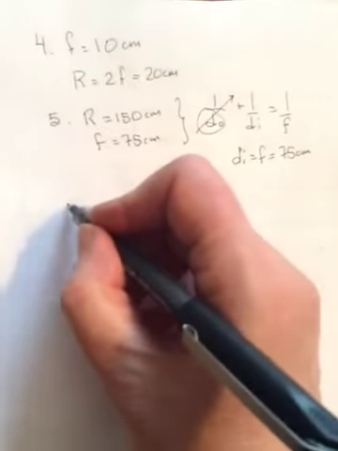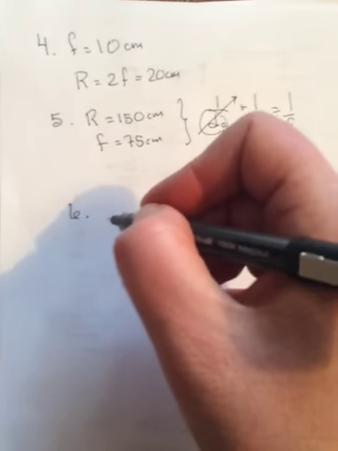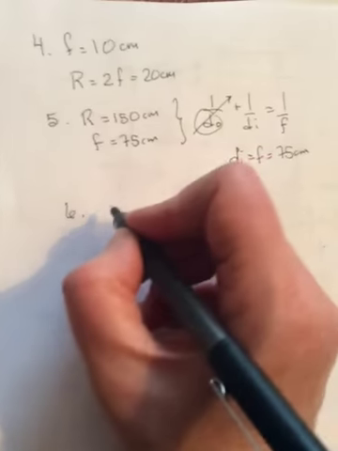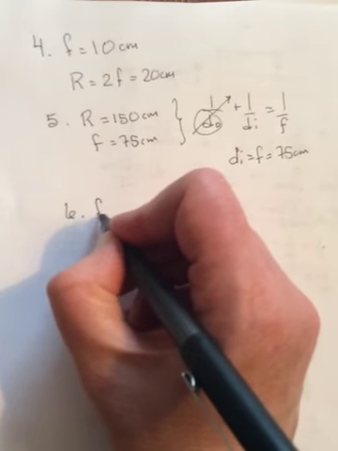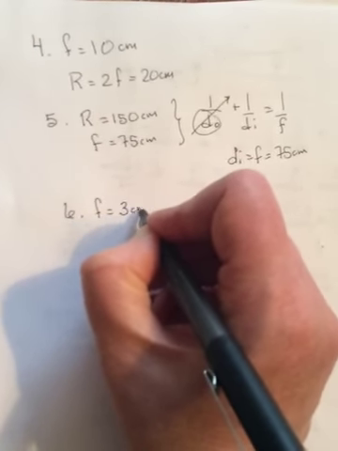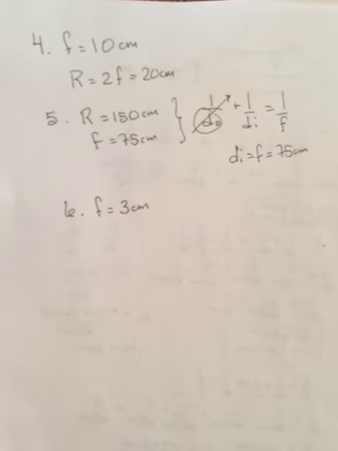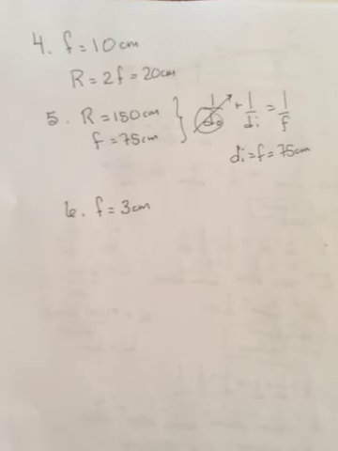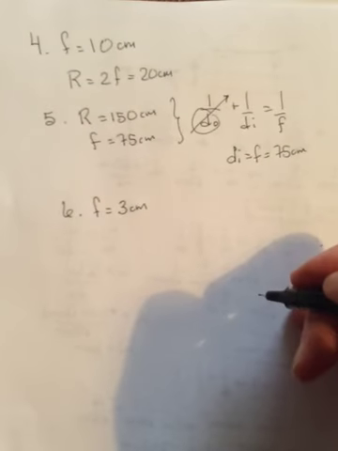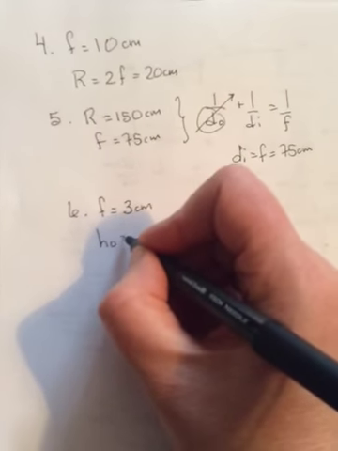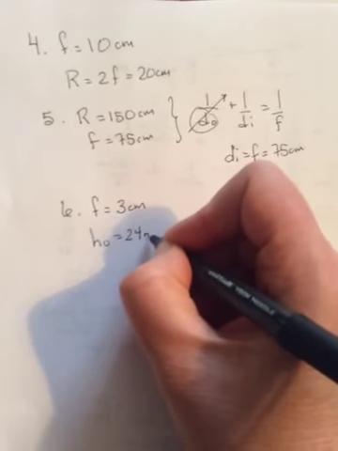Number 6. The sun falls in a concave mirror and forms an image of 3 centimeters. Really what it's trying to tell you then is the focal length is 3 centimeters. Because if the image of a distant object, like the sun, forms at 3 centimeters, that means the F is 3 centimeters.